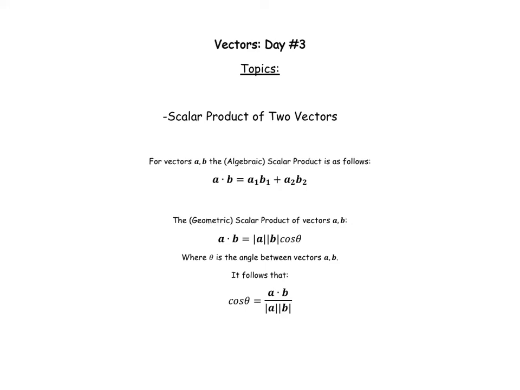This is HLAA vectors, day number 3 on the scalar product of vectors. Okay, so for vectors A and B, the algebraic scalar product is as follows. A dotted with B, or the scalar product of A and B. Just so you know, scalar product is also referred to as the dot product.